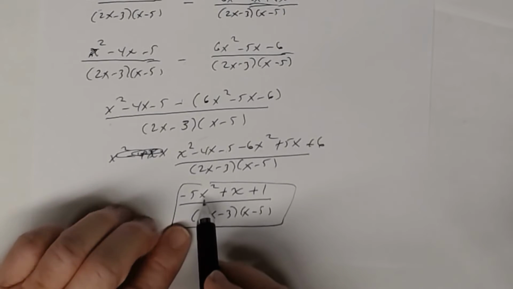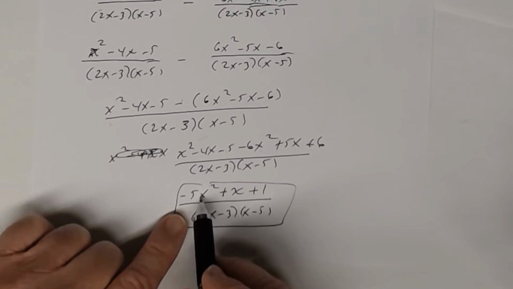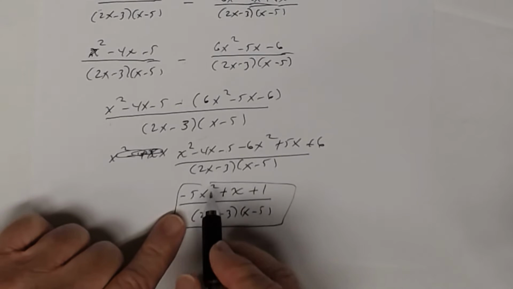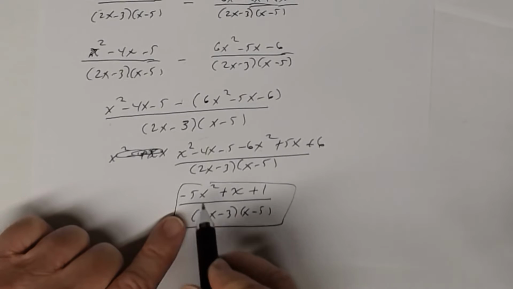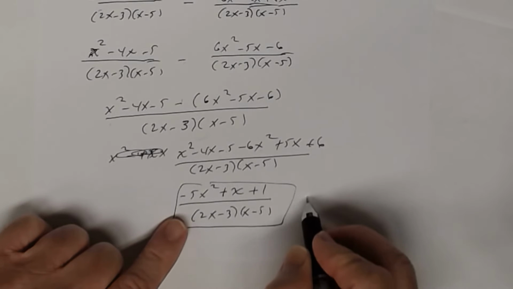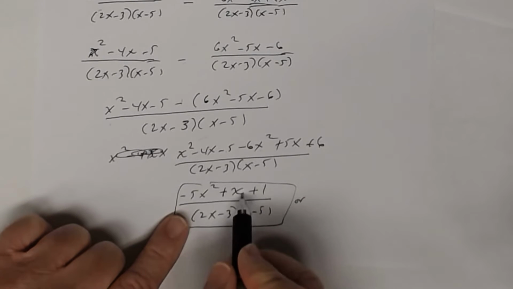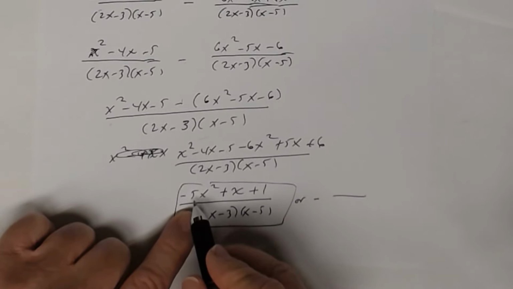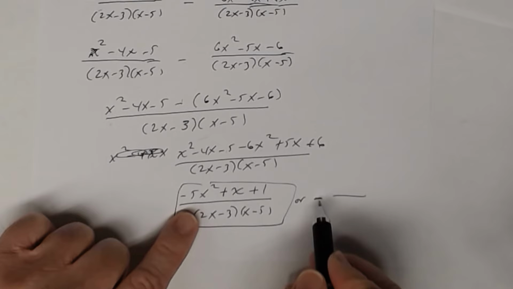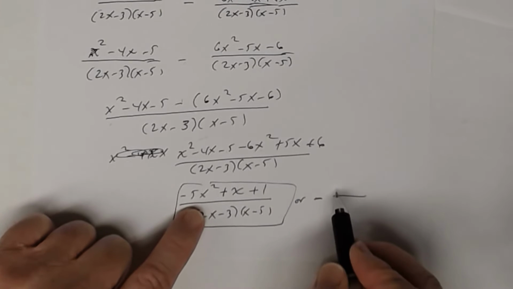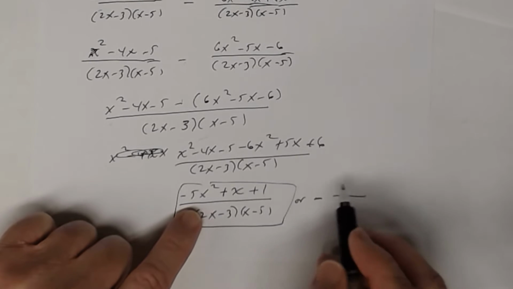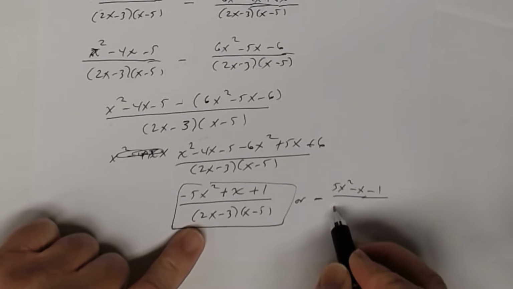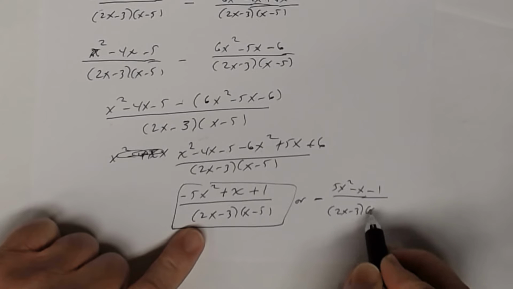Now what some students did was, you see where you have that x squared has a negative coefficient? Some students factor out a -1, but that was not necessary. So when they factor out the -1, they wrote it like this. Remember that they're taking out a -1 from that numerator, so basically you're just changing all these signs. So it would be 5x squared minus x minus 1 divided by 2x minus 3 times x minus 5.